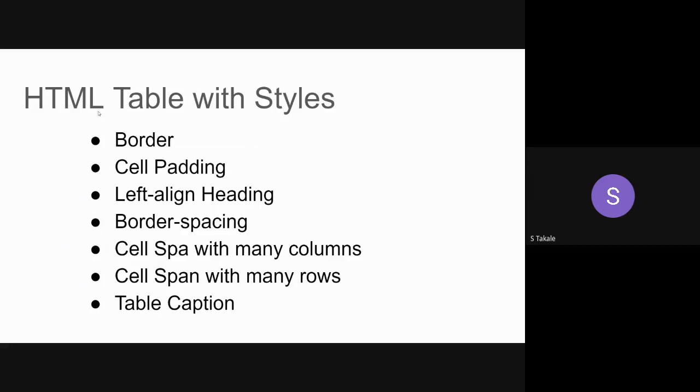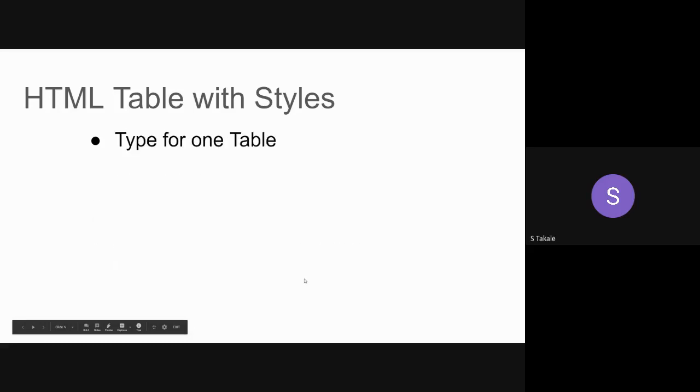And with that table, you can use different styles to border the table, cell padding, left heading alignment, border spacing, cell span. Okay, my mistake here, colspan, cell spanning many columns, cell spanning many rows, table caption. Last week we saw all this, right? And we didn't see this type for table. Okay, when we have time, we will go and look at that.